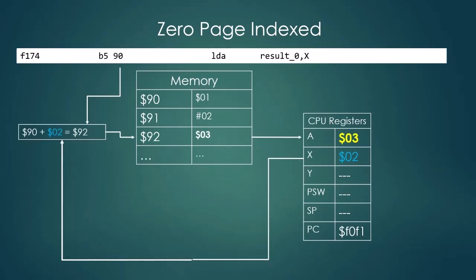To specify zero-page index addressing, code a zero-page address, a comma, followed by an index register. Now the LDA instruction only supports this mode with the X register and not the Y. During execution, the CPU adds the contents of the X register to the 8-bit operand to form the effective address of 92. The CPU then loads the contents of that location into the A register.